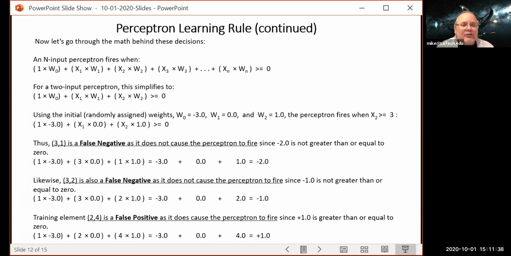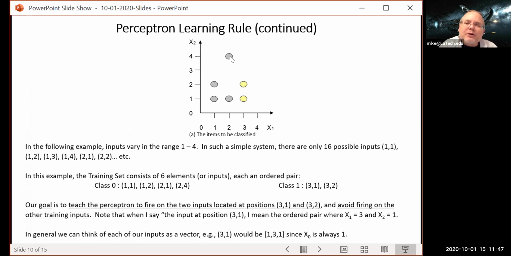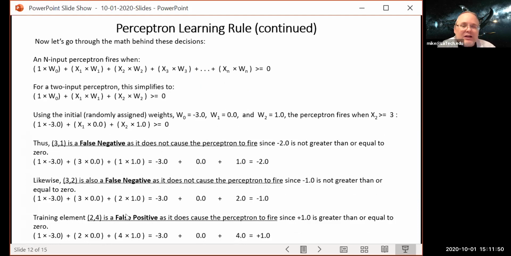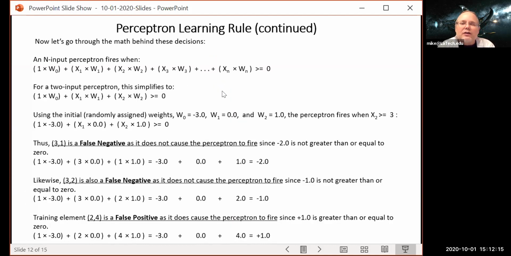And finally, if you look at 2, 4, it's going to fire, but it wasn't supposed to fire. So 2, 4 is going to be a false positive, as it does cause the perceptron to fire. Why? Well, it's 2, 4. -3 plus 4 is 1. 1 is greater than or equal to 0, so it fires. You should now understand why this is a false positive and why these two are false negatives. Are there any questions? This is the math that made that happen.